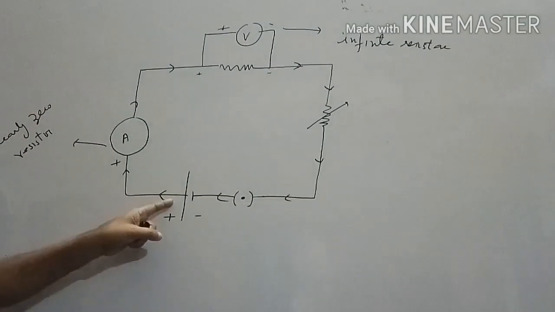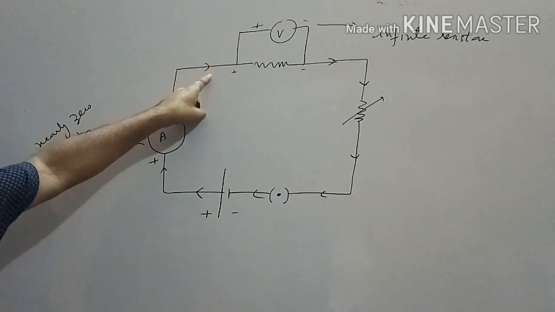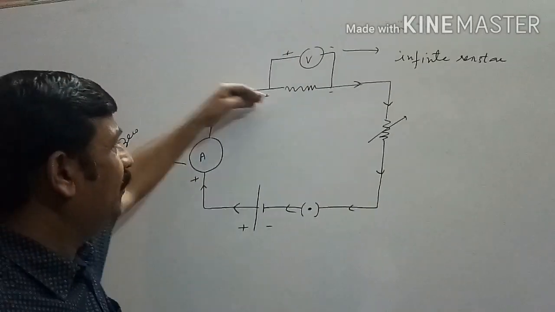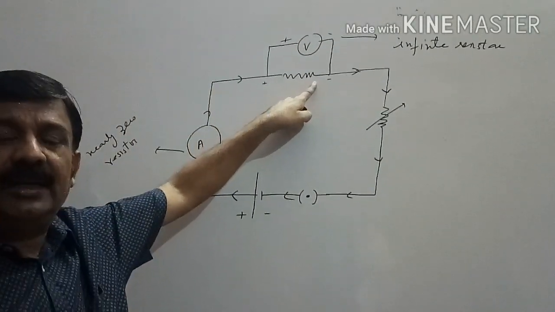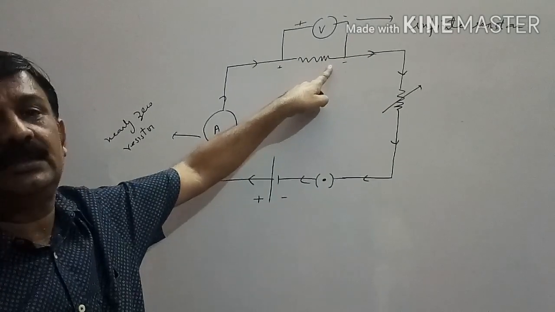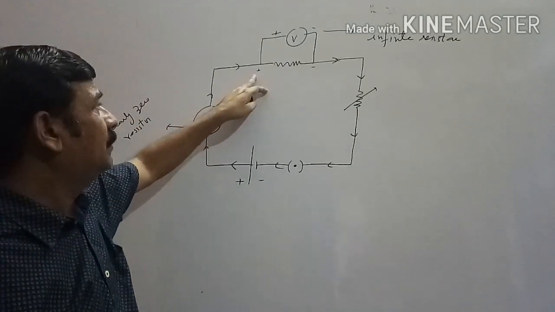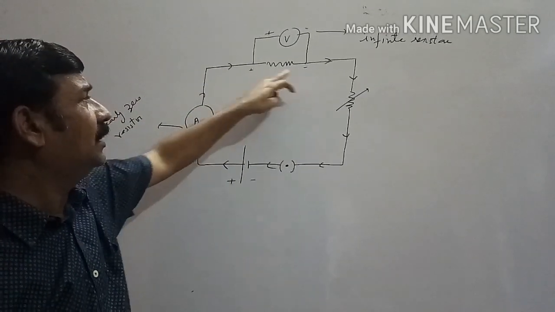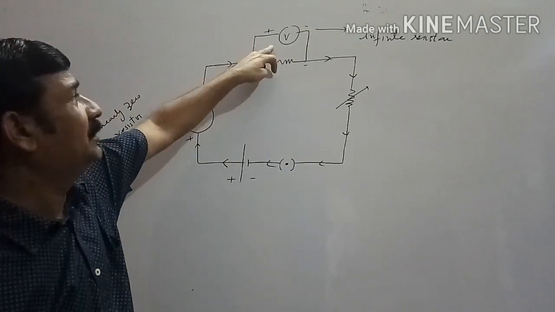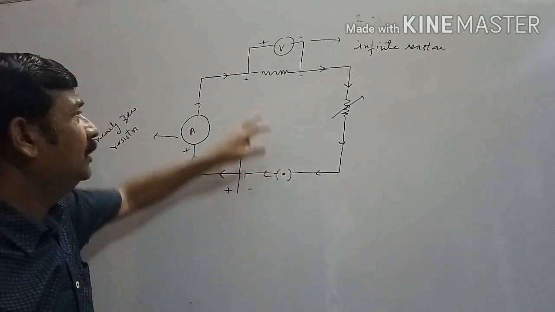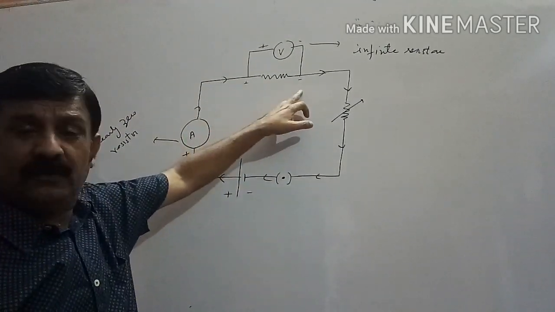Because only then will current reach here. As this portion is having infinite resistance, all current will move through this path. Current always tries to move across that path where resistance is less. So when all the current moves across this path, the potential difference developed by the current will be measured by this voltmeter. If some current is moving here also, then less current will move in the branch.